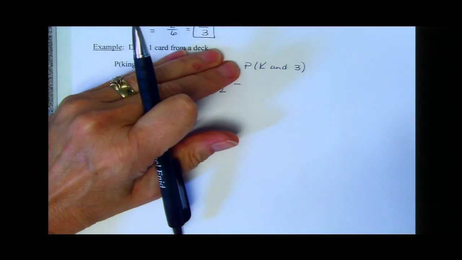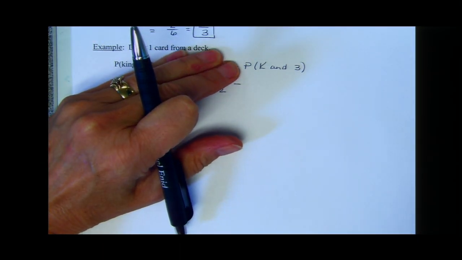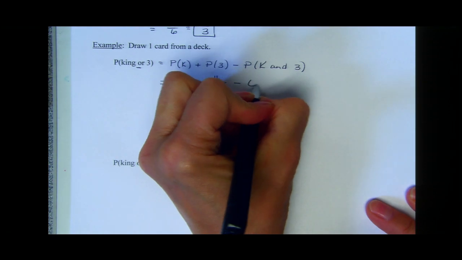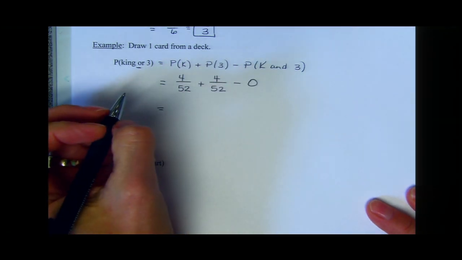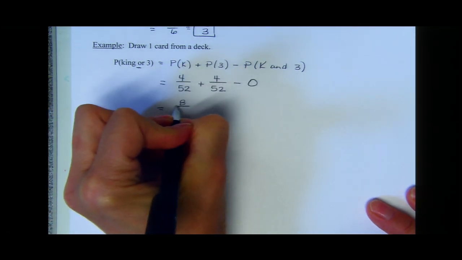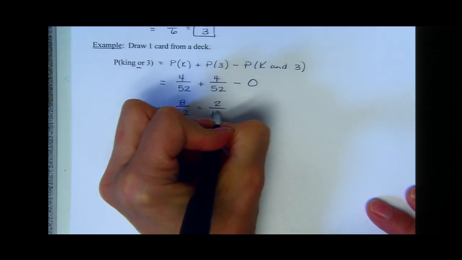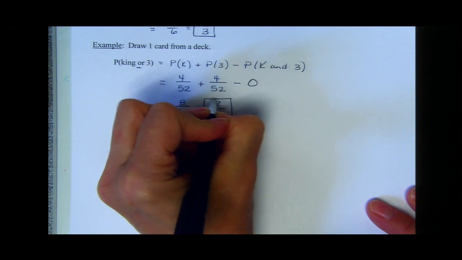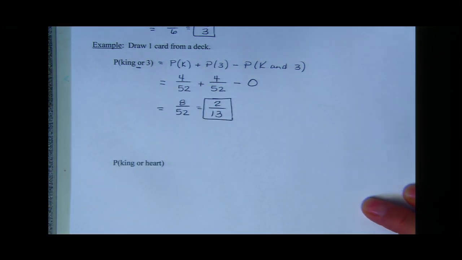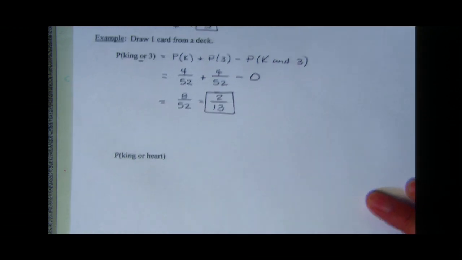I draw one card. What's the probability when you draw one card that you get a king and a 3 at the same time? Well, that cannot happen, so that would be 0. So this would be 8/52, which reduces to 2/13. Now at this point you might be thinking, okay, that's always 0, so why is that even in the formula? Well, it's not always 0. Let's take a look at this example.